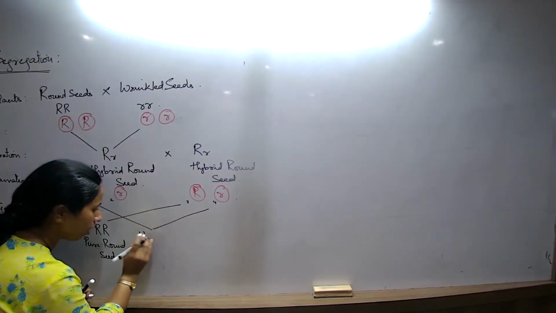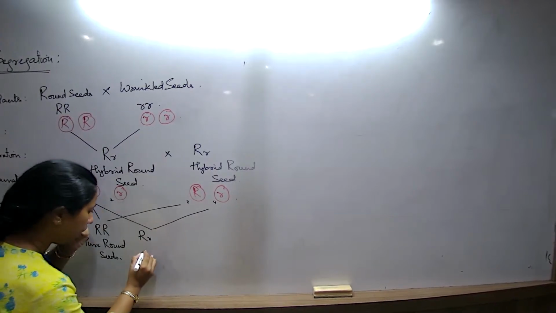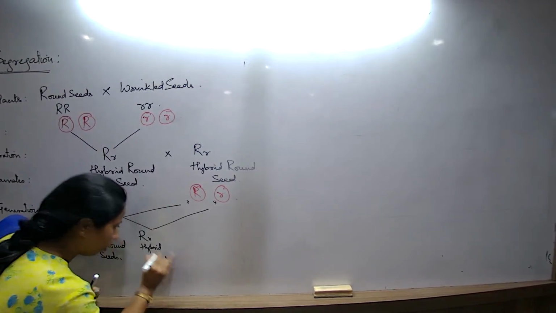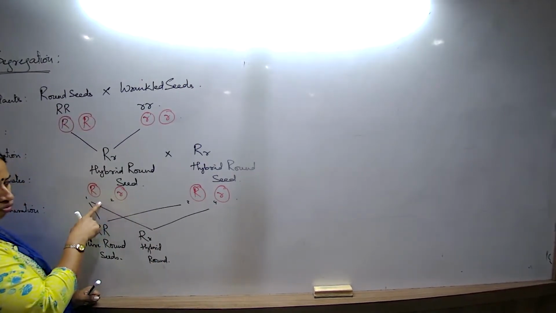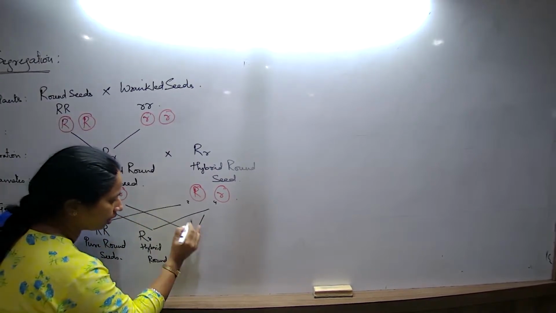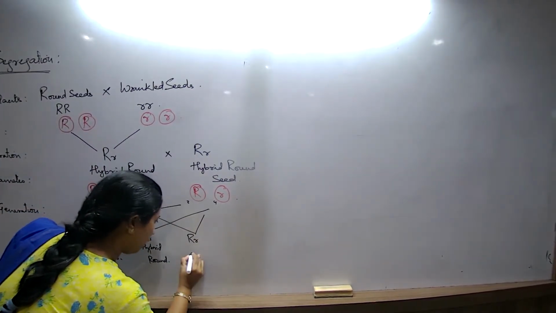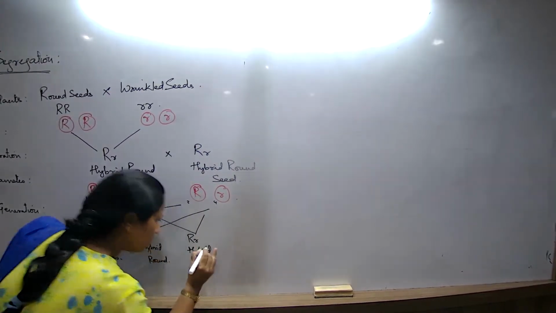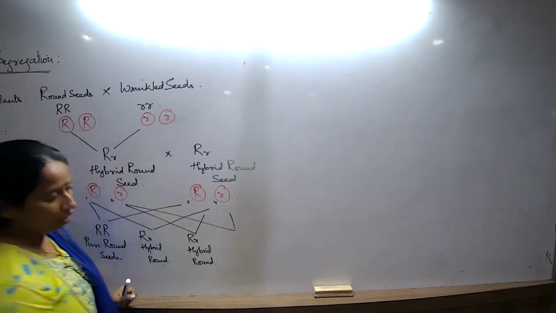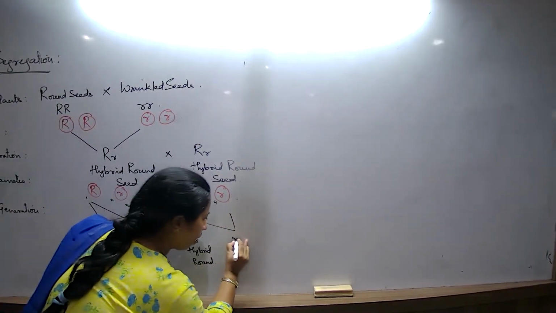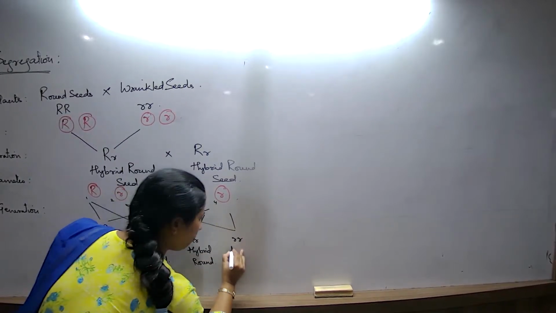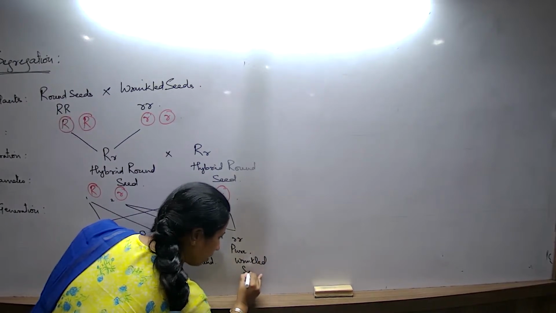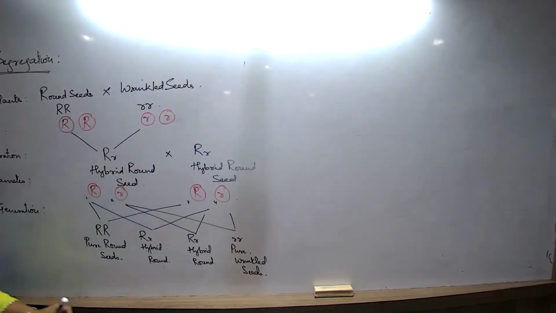Hybrid round. So I write here capital R, small r, and this will be hybrid round. I take now 1 is over. Now I take 2 and 3. What to write here? Capital R, small r, and we will write hybrid round. What next? Small r, 2 and 4. Small r and small r. So we will write pure wrinkled seeds. Pure wrinkled seeds. Clear?